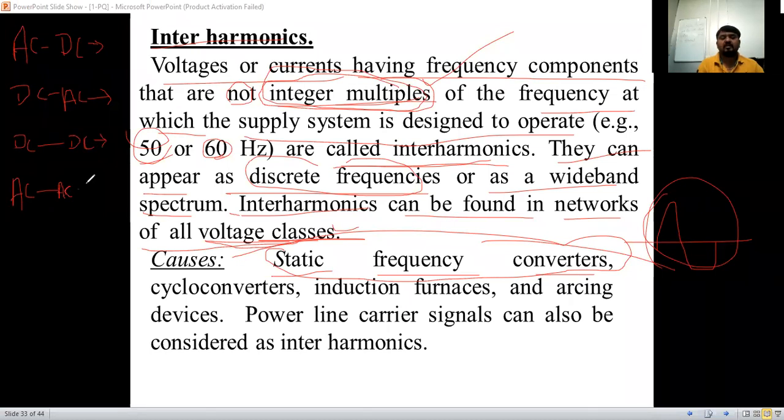AC to DC, rectifier. DC to DC, chopper. Shivani, only you tell me about DC to AC. DC to AC, inverter.